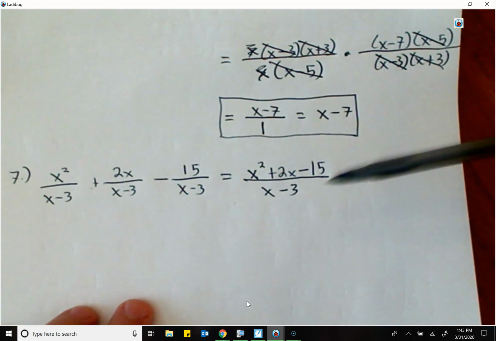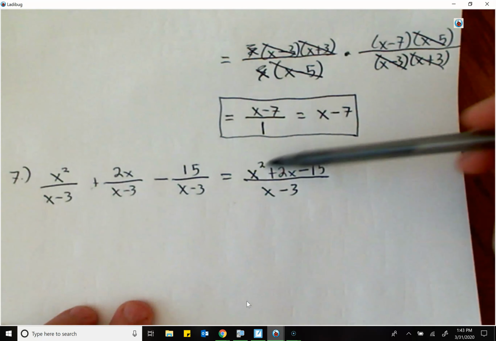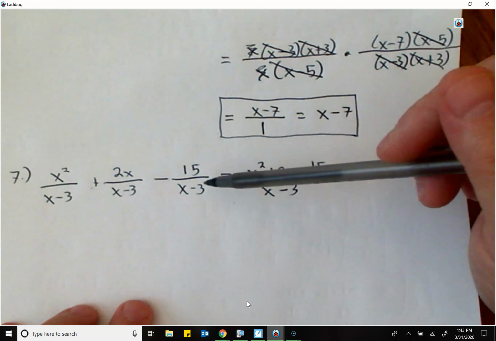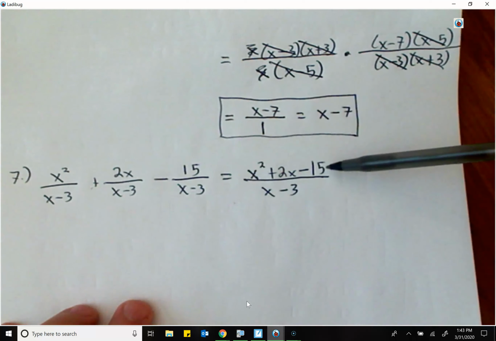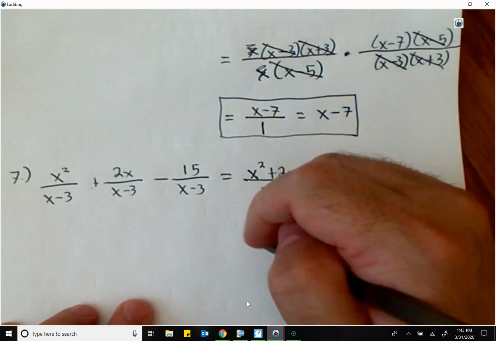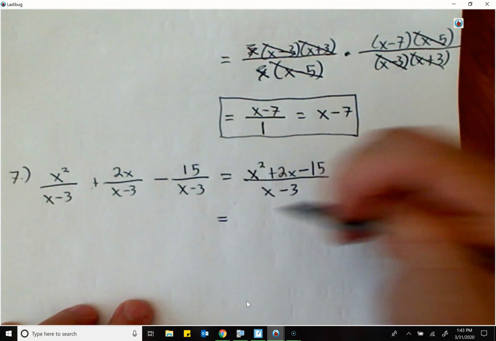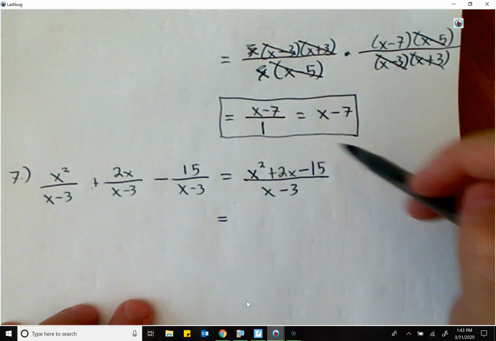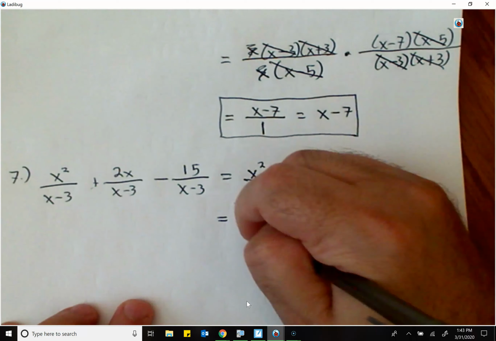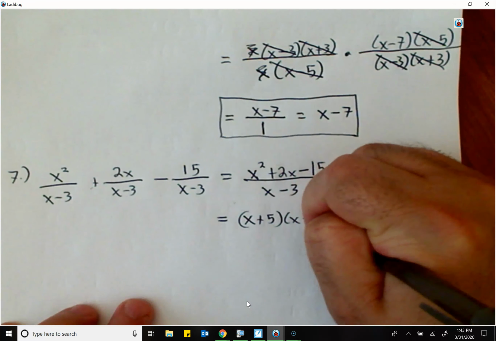So now we're right back to what we did and what you learned in section 4.1. You need to simplify this. So because we had that common denominator, all we had to do was combine like terms. And then in the end, you need to simplify this, like what we do in 4.1, like what we did with question 3 and question 4. So does this numerator factor? You betcha. It factors into x plus 5, x minus 3.